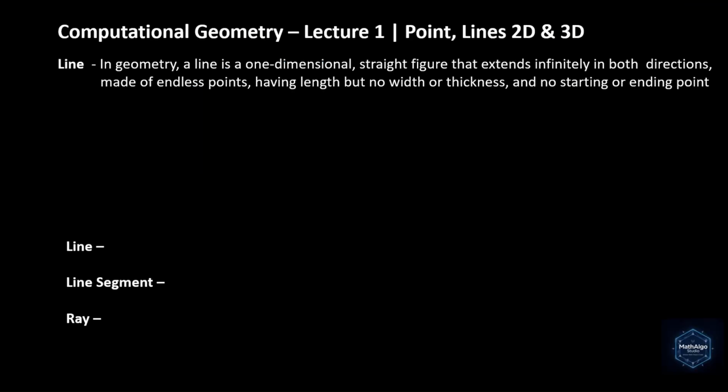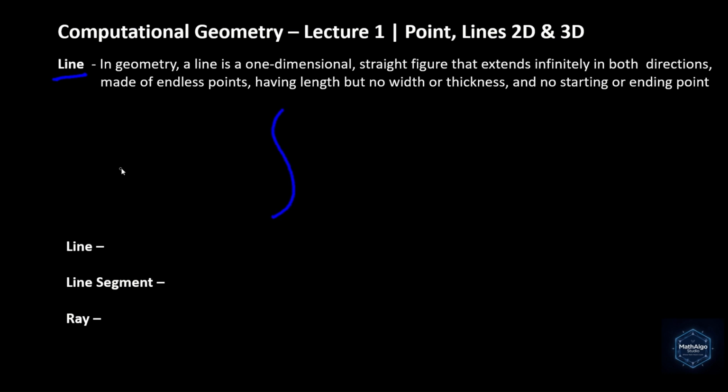Now let's understand the concept of a line. In geometry, a line is a one-dimensional straight figure. It extends infinitely in both directions, which means it has no starting point and no ending point. A line is made up of infinitely many points. It has length, but it has no width and no thickness. That's why, even though we draw a line on the screen or on paper, mathematically it is perfectly thin.